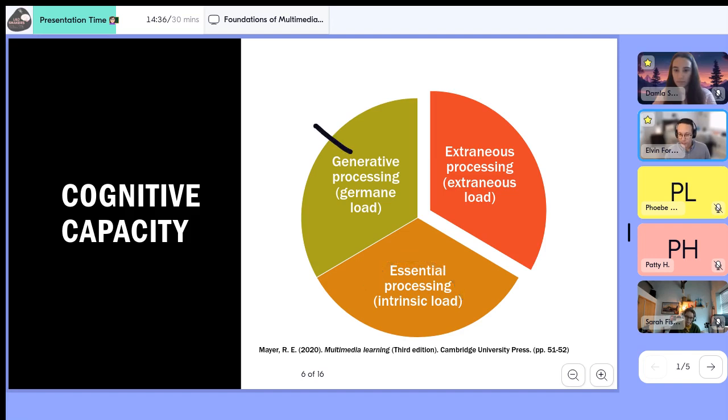And then generative processing is always a little confusing, but generative processing is extra work you put in to make more connections. And if you have the processing available, that's what you use it for. So you want a lot of this, you want to manage this, and you want to get rid of this. And I have a couple other slides that'll break that down.